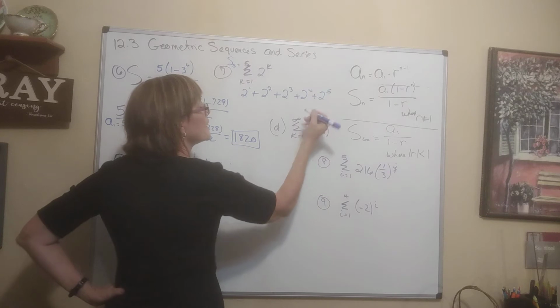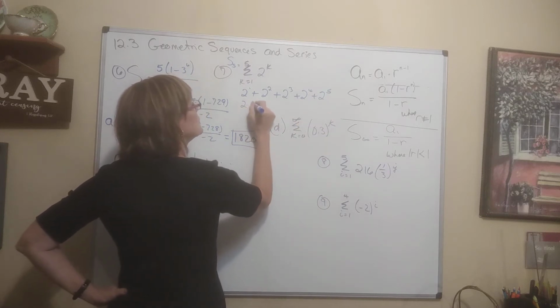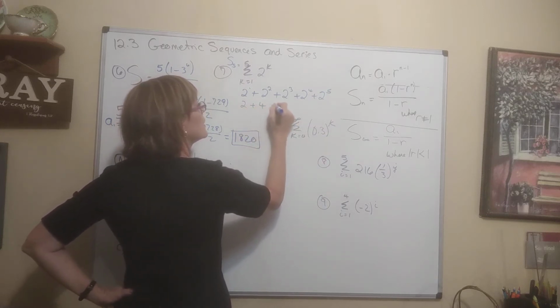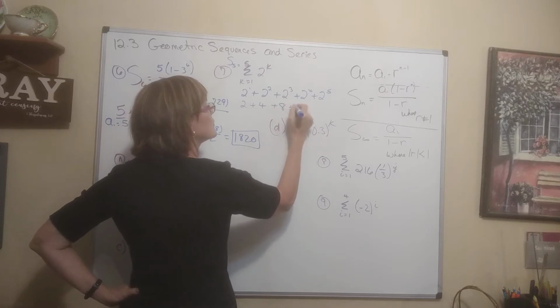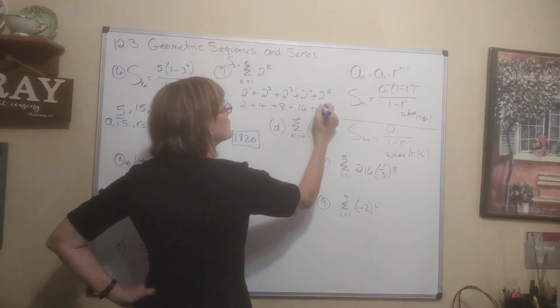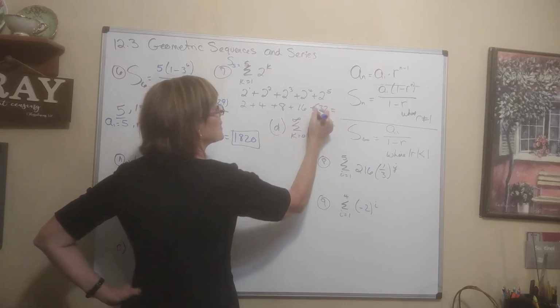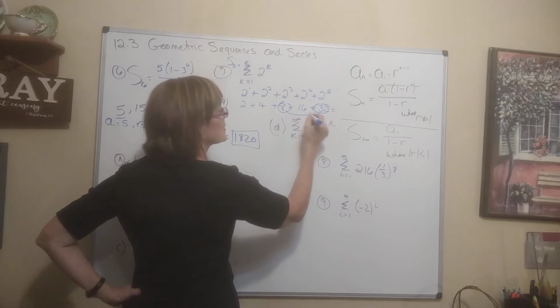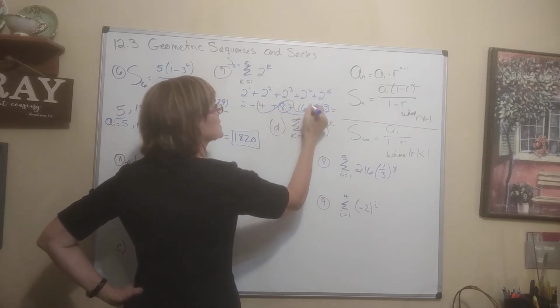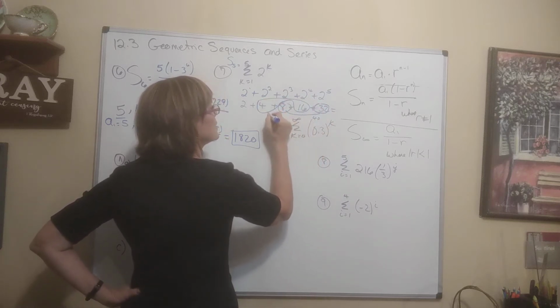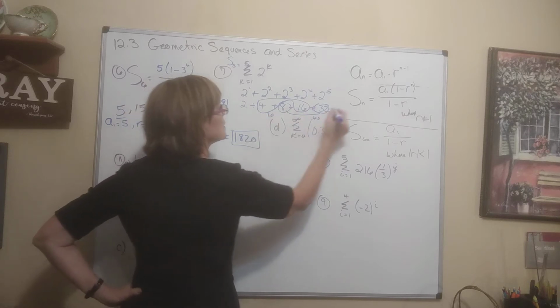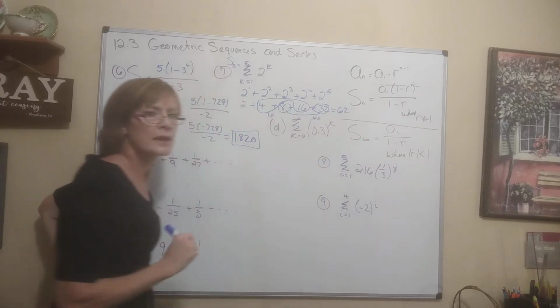Okay, so 2 to the 1 is 2, 2 to the 2 is 4, 2 to the 3 is 8, 2 to the 4 is 16, 2 to the 5 is 32. We're going to add up these numbers. Let's see, 32 plus 8 is 40. You don't have to add this way, it's just how I like to do it. 16 plus 4 is 20. This is 62. All right, that's our answer.